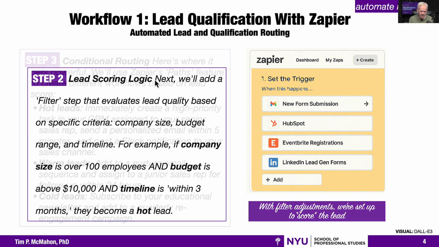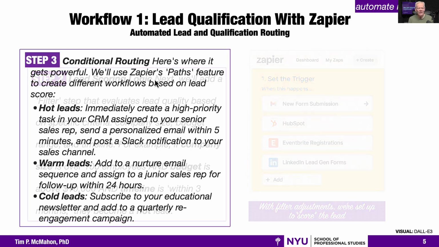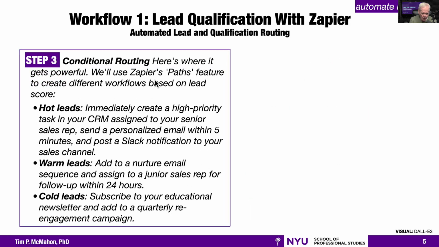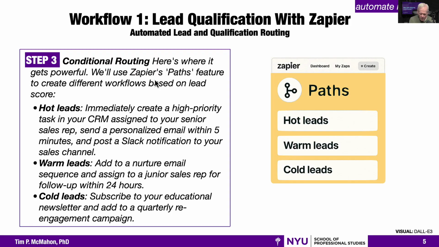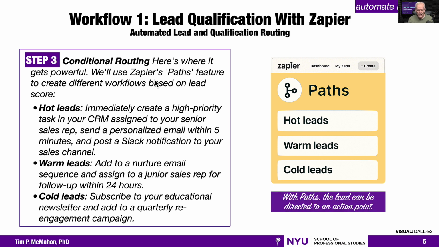Next, step 3, we can conditionally route. This is what is called conditional routing here, and this is the power of Zapier. It is found in a thing called paths, and it gives us an opportunity to categorize hot leads, warm leads, cold leads. In other words, hot leads being the most prioritized, right? So with paths, the lead can be directed to an action point. And if it's a hot lead, we want to get it to somebody's hands right now and get a response.